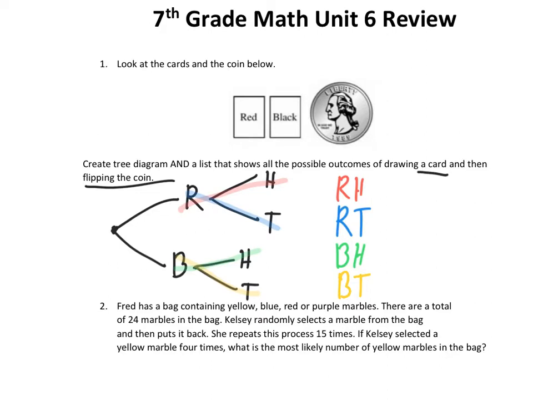Now, one thing I do want to mention is sometimes you guys are going to see it listed like this, where for red card and heads, they'll have it listed like this. So red card and heads, like this one would have been red card and tails. So sometimes, especially if you're looking at multiple choice, they're going to list it out for you like that. And then obviously black card heads, black card tails.